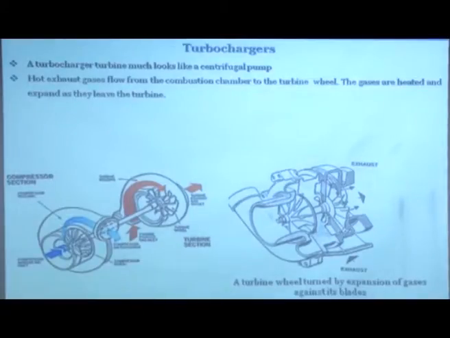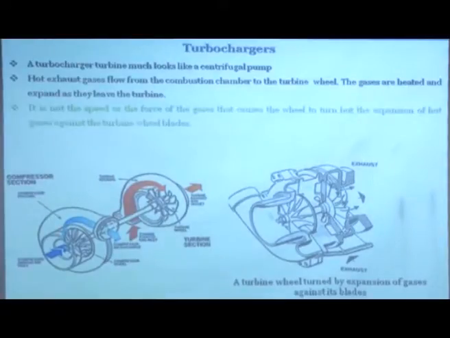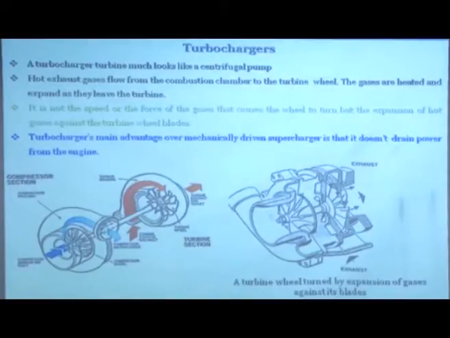Hot exhaust gases flow through the combustion chamber to the turbine wheel. The gases are heated and they expand as they leave the turbine. It is not the speed or the force of the gases that causes the turbine wheel to turn, but the expansion of the gases against the turbine. So, it is basically the expansion and the heat that generates the mechanical power in the turbine of the turbocharger. The turbine's main advantage over mechanically driven superchargers is that it does not drain power from the engine. So, no power is taken from the engine shaft. So, basically you are able to generate compressed air free of cost, no cost to the engine.